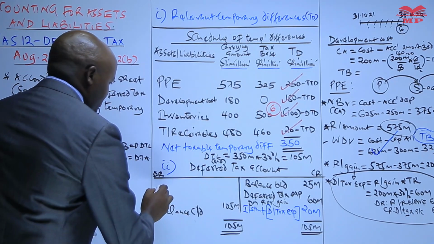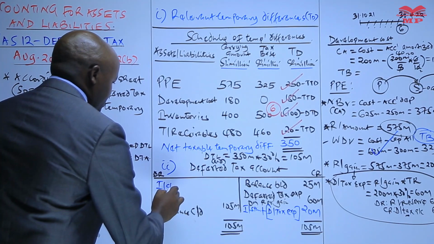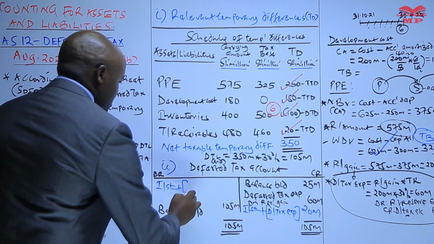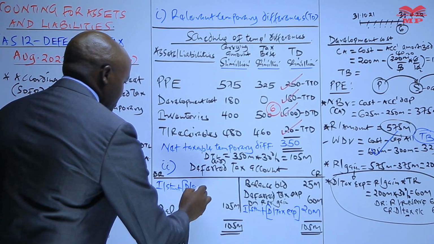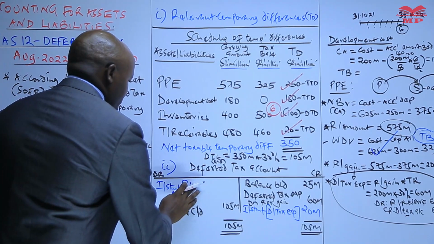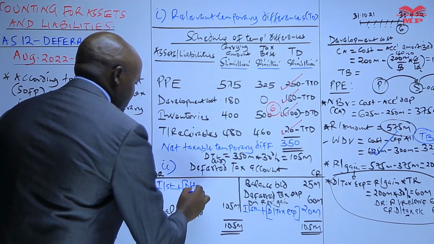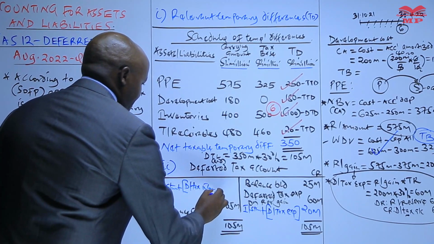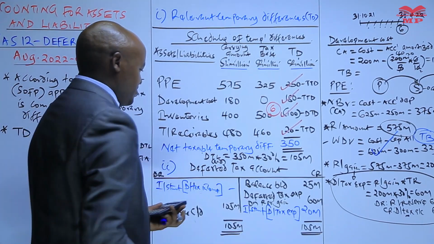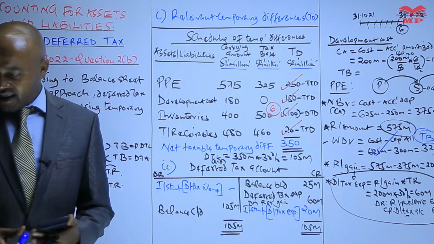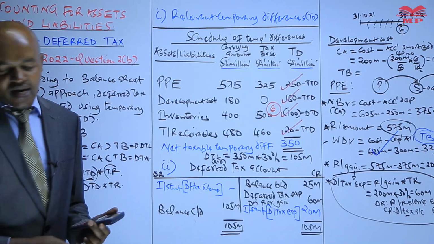But if the balancing figure was on this side, still we take it to the income statement and we refer to that as deferred tax income. We refer to any balancing figure on this side as deferred tax income. And basically that is it. That's what was required in that part.